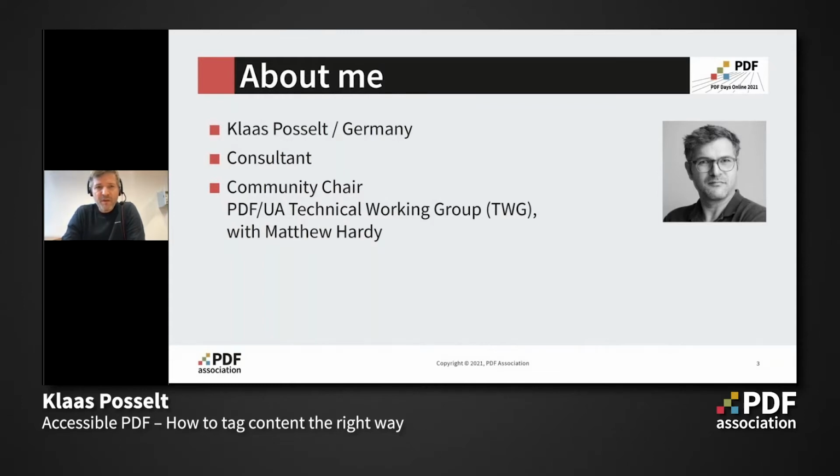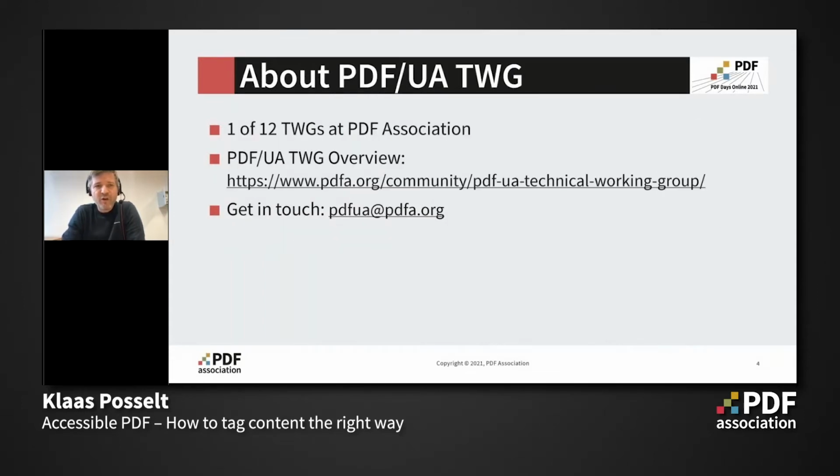About the PDF/UA technical working group, we are one of 12 technical working groups at the PDF Association. You can find a little overview on the page of the PDF Association, and there you can find a link to the working group. So if you're interested in what we do, just visit us on our page. And if you'd like to get in touch, for example, if you'd like to give some input, then just write us an email: pdfua@pdfa.org.